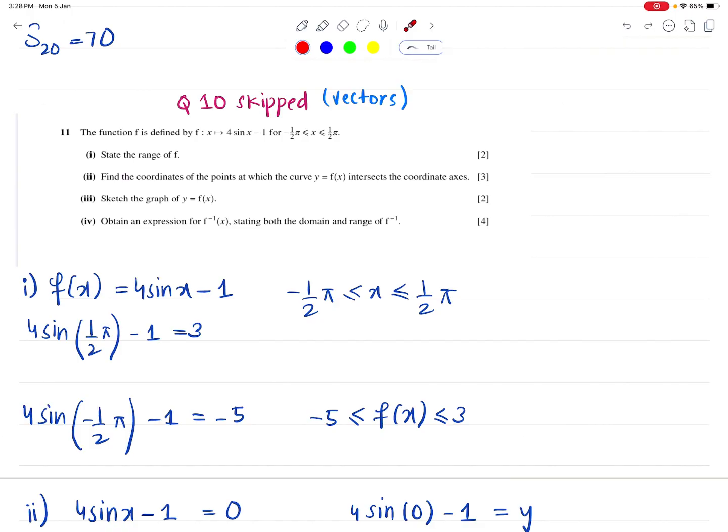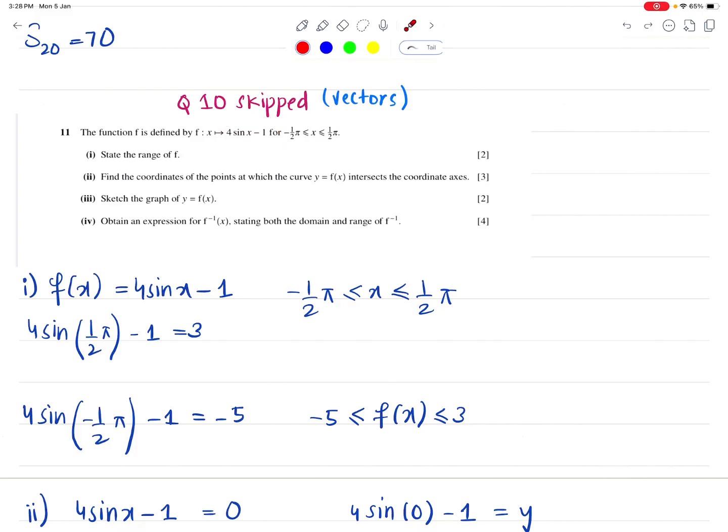Question number 10 is something that I have skipped because it was related to vectors, which are no longer part of your AS syllabus. So moving on to question number 11. It says that the function f is defined by this expression for this particular range. State the range of f.